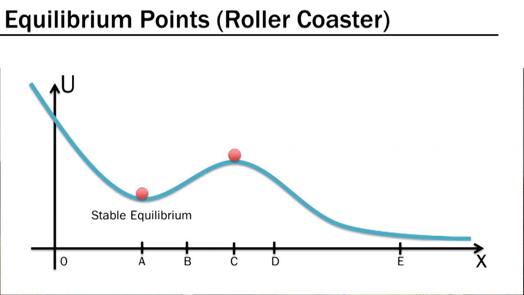Exactly. But what about at point C? If you give it a little push at point C, it would just go down the hill. Yeah, so that must be unstable, because it's not getting back there if it moves away from there. I wonder, is there a way we could find this mathematically, though?